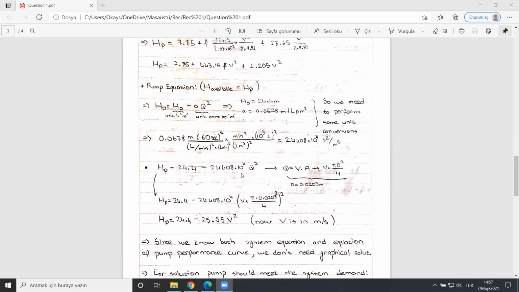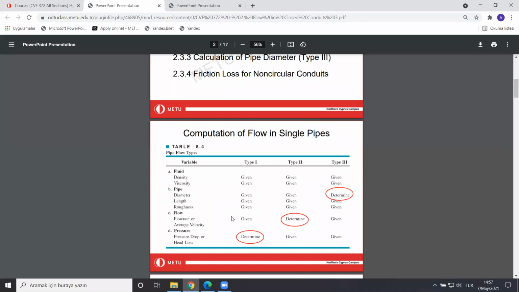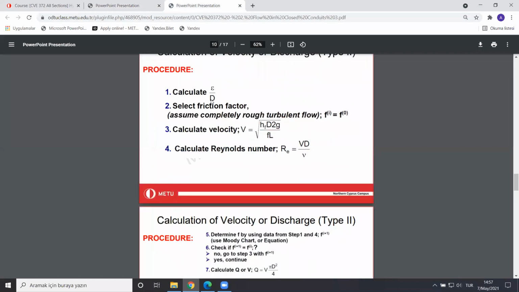So what don't we know here? We don't know F value. We don't know discharge value. So this is a common type 2 problem. What do we do when it is a type 2? Basically, we start by calculating relative roughness. We assume completely rough flow. We leave velocity or discharge, whichever is asked of you, alone. And using this assumption, you put it here, you find velocity, you go for iteration. I will show you how.